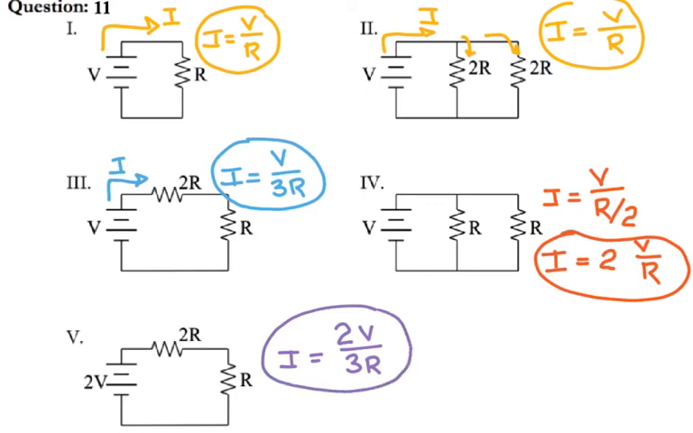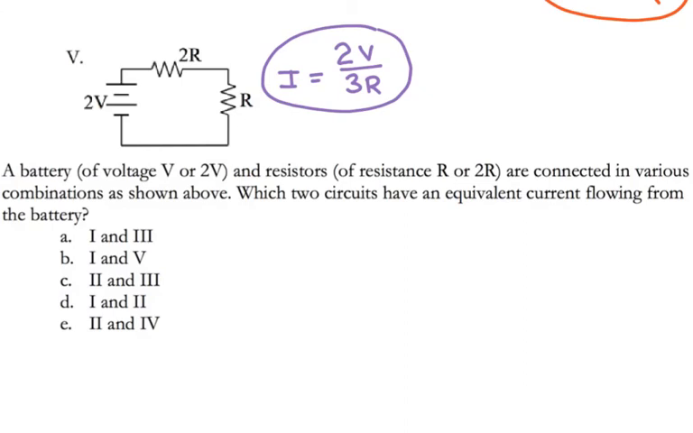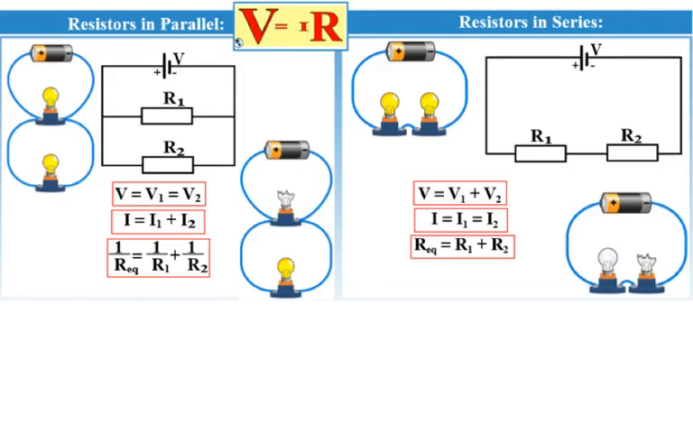And I'm going to stop there. So the question was, which two circuits have equivalent current flowing through them? And it looks like it is 1 and 2. So the answer to this question is going to be 1 and 2. So I mentioned in a few questions in these AP Physics 2 questions the resistors, and we did it a lot in AP Physics 1, but I'm just going to go over it one more time.